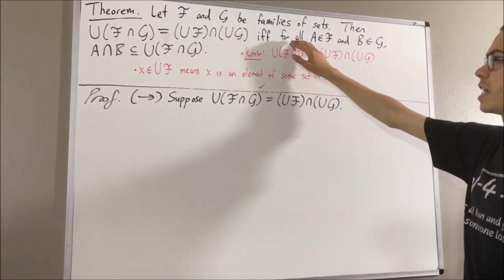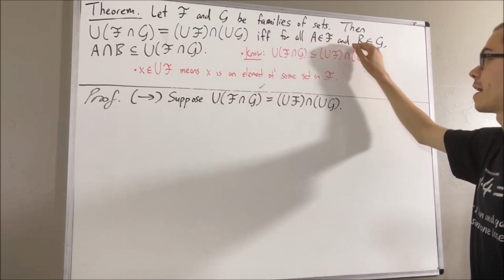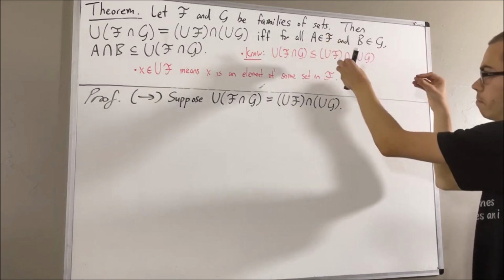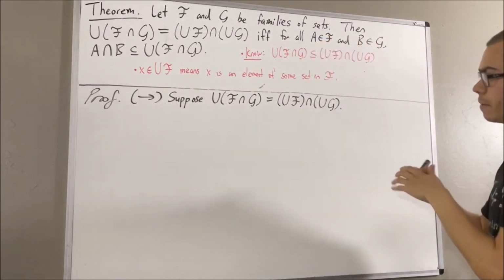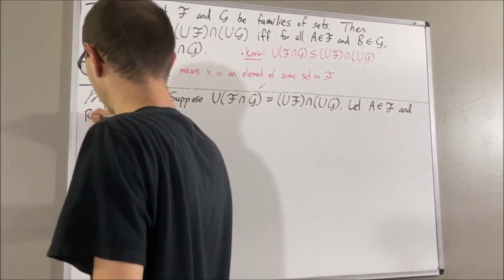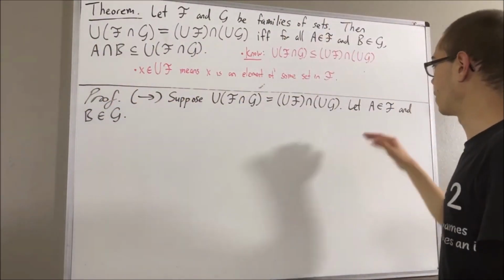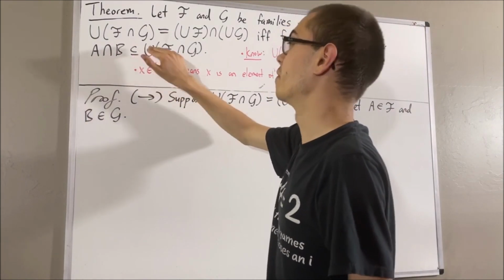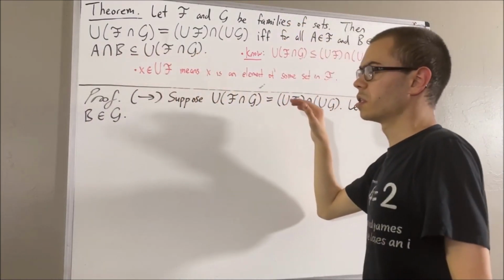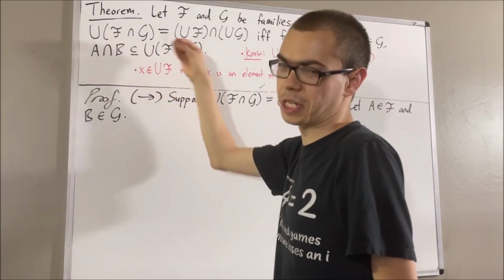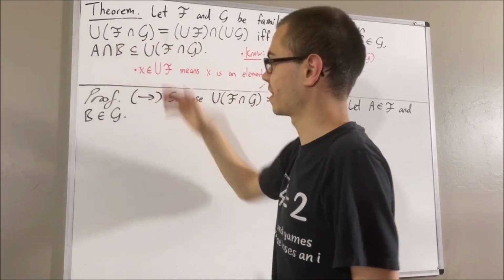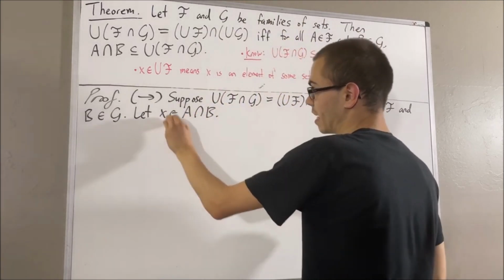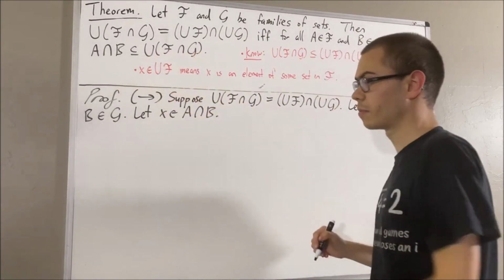And since we're trying to prove a statement about every set in F and every set in G, give me any set in F and any set in G. I'll call them A and B, respectively. And our goal with A and B is to show that the intersection of A and B is a subset of the union of F and G. So give me an arbitrary element of the intersection of A and B. I'll call it x. And with x, we want to show that x is an element of the union of F and G.